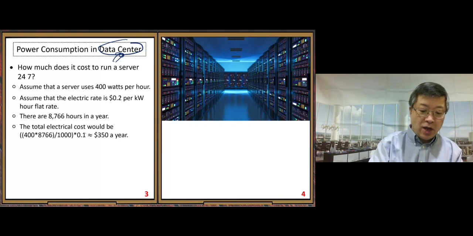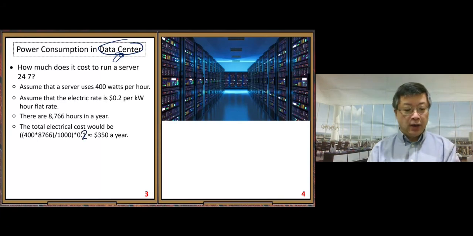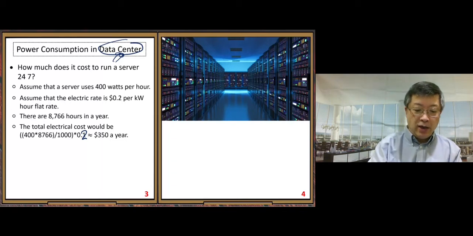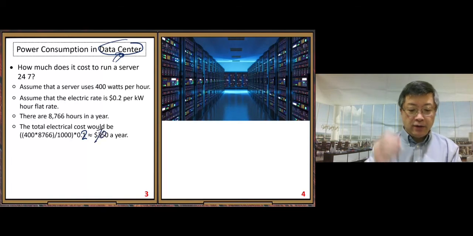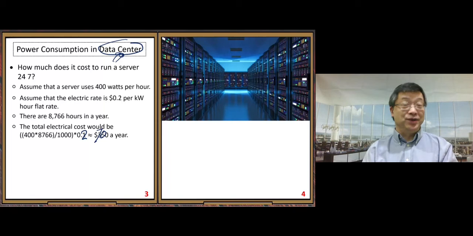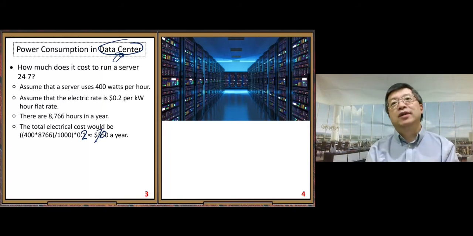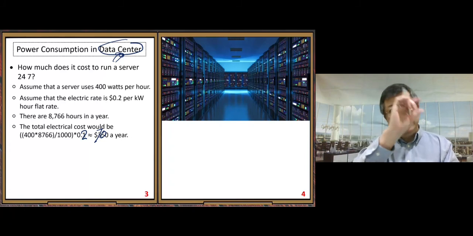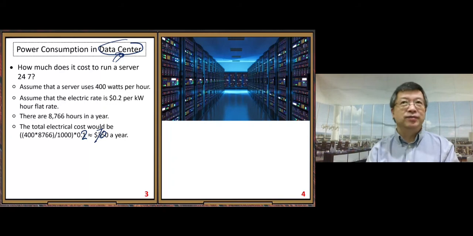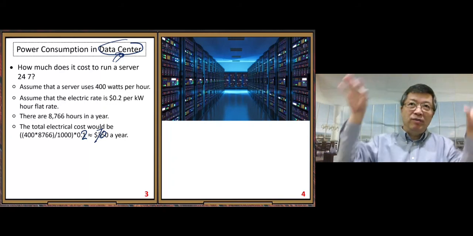So this number should be 2. If it's 2, it's $700. Because 0.1 is the cheapest rate. 0.2 is not the highest, but somewhere in the middle, a little above average. And we need to consider location, different places in the country.